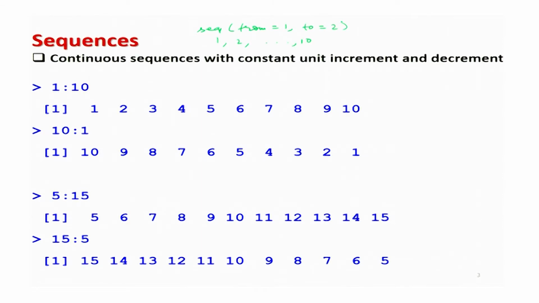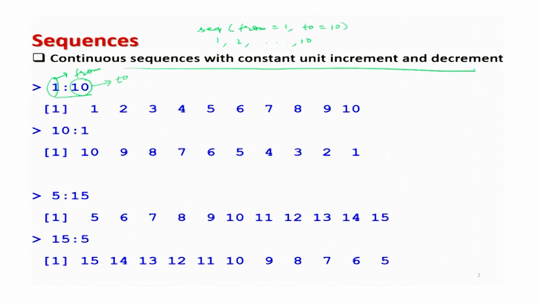Similarly, if instead of from 1 to 10 you write from 10 to 1, it will give you a sequence like 10, 9, 8, 7, etc. up to 1. Now I give you an alternative to this seq command. I can write the command to generate the numbers from 1 to 10 like 1 colon 10. The first value gives the starting point, just like from, and the next value after the colon sign gives the end point, just like to.